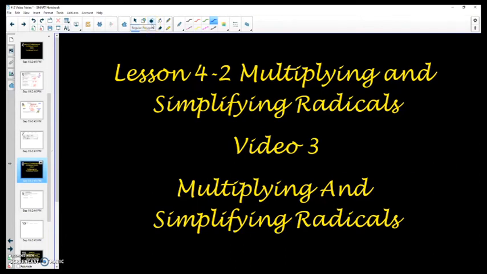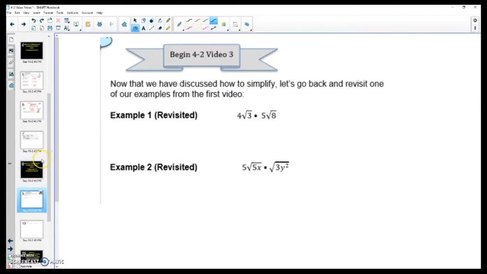Welcome to the third and final video in lesson 4-2. So far we've talked about multiplying radicals and we've talked about simplifying radicals. Now it's time to put those together. So we're going to go back and revisit some of the examples we looked at in video 1. At the time we multiplied them together, but we didn't look at simplifying them at all.